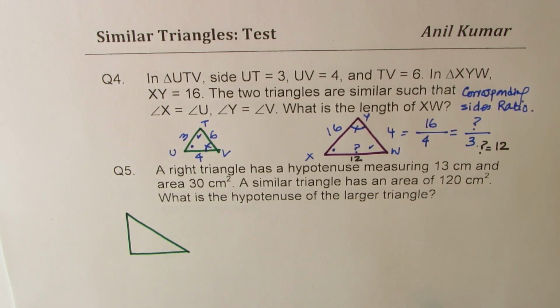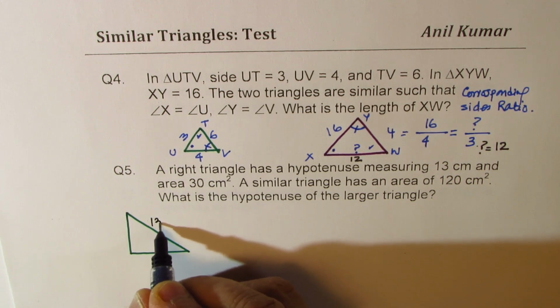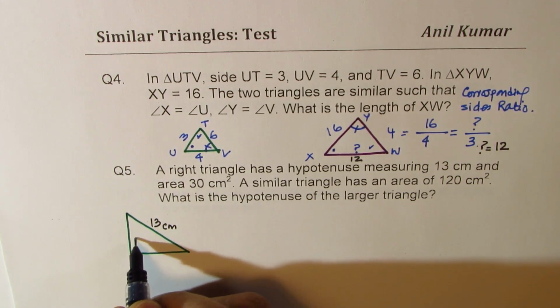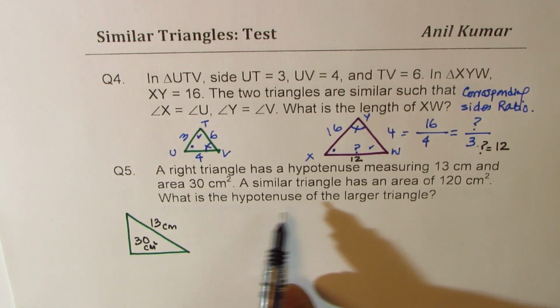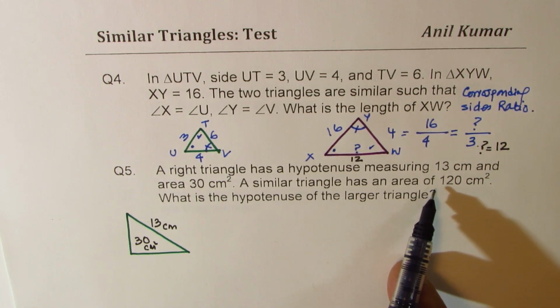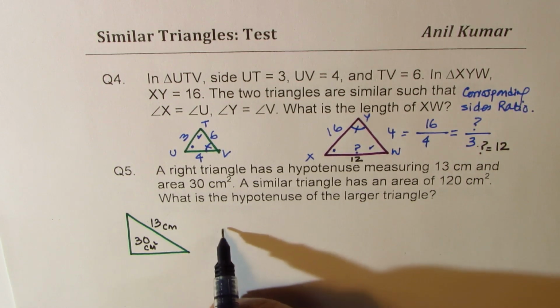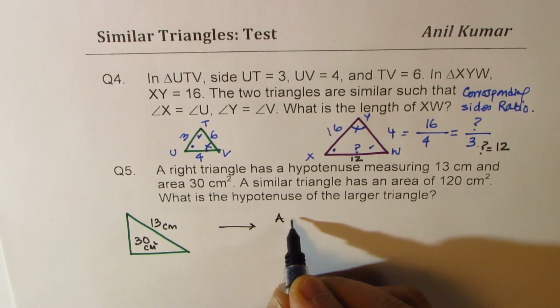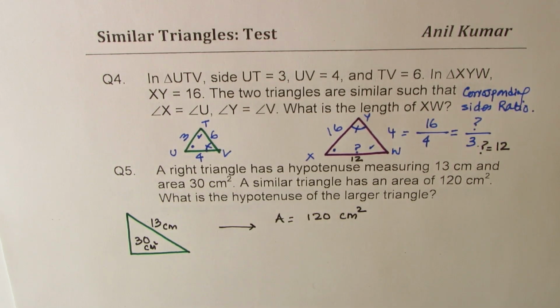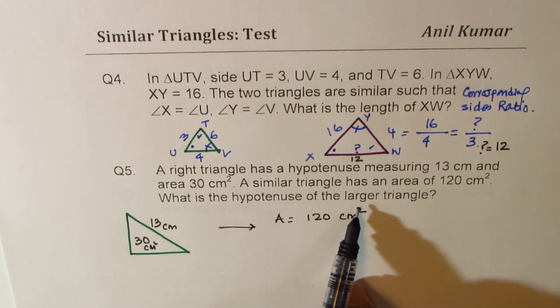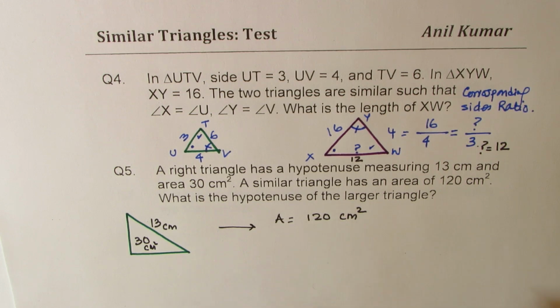So a right triangle has a hypotenuse of 13 centimeters and an area of 30 centimeters squared. A similar triangle has an area of 120 centimeters squared. What is the hypotenuse of the larger triangle?